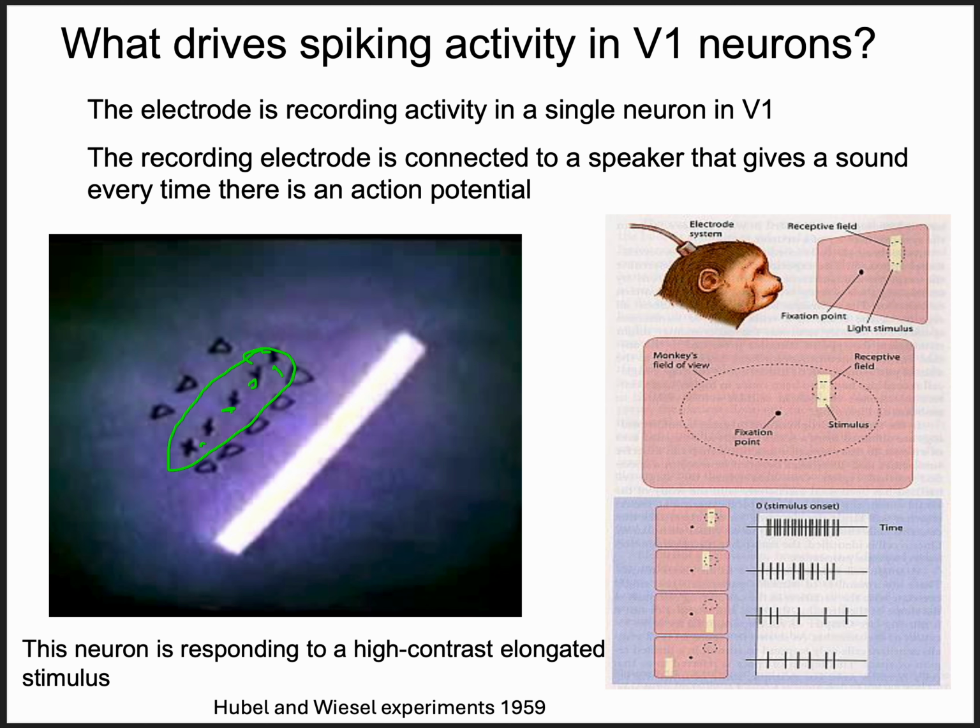What drives spiking activity in V1 neurons? The electrode is recording activity in a single neuron in V1. The recording electrode is connected to a speaker that gives a sound every time there is an action potential. The neuron is responding to a high contrast elongated stimulus.